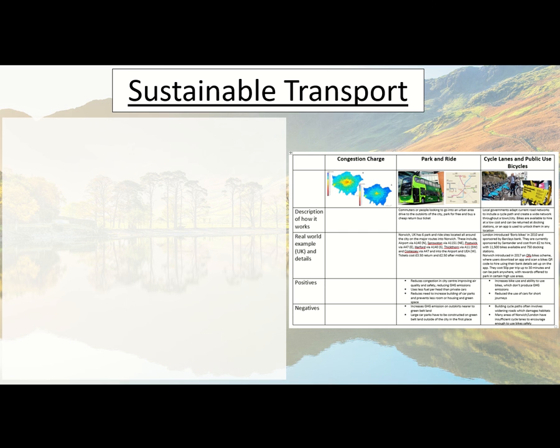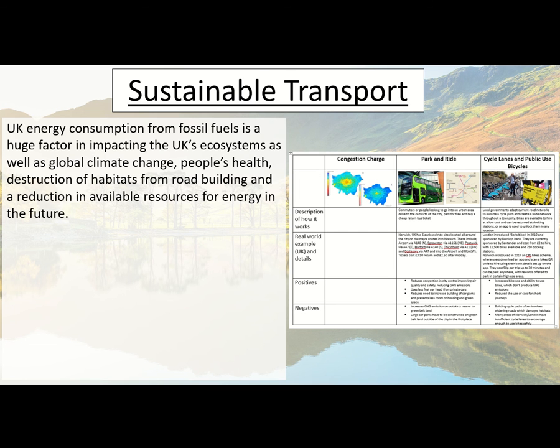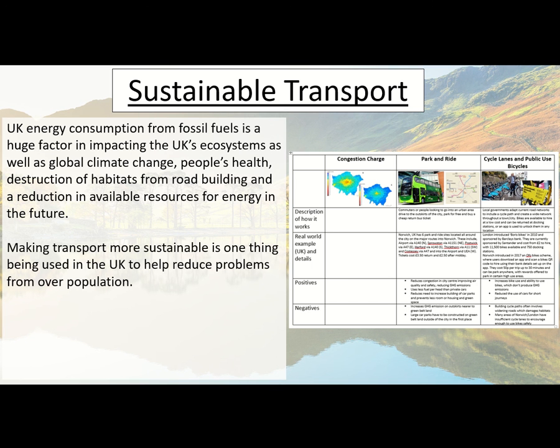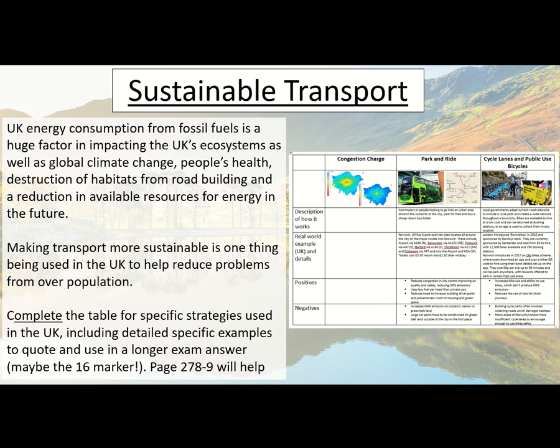Alright, so what I'd like you to do, because I've completed most of it for you, is to complete the missing sections. So UK energy consumption from fossil fuels is a huge factor in impacting UK ecosystems, but it's also a global issue. So climate change, people's health, destruction of habitats, all problems going forward. And sustainable transport is one really good way that we can try and manage some of these consumption challenges. So making transport more sustainable is something the UK are actually prioritising quite a lot at the moment. Now the table, like I say, has already been started for you.